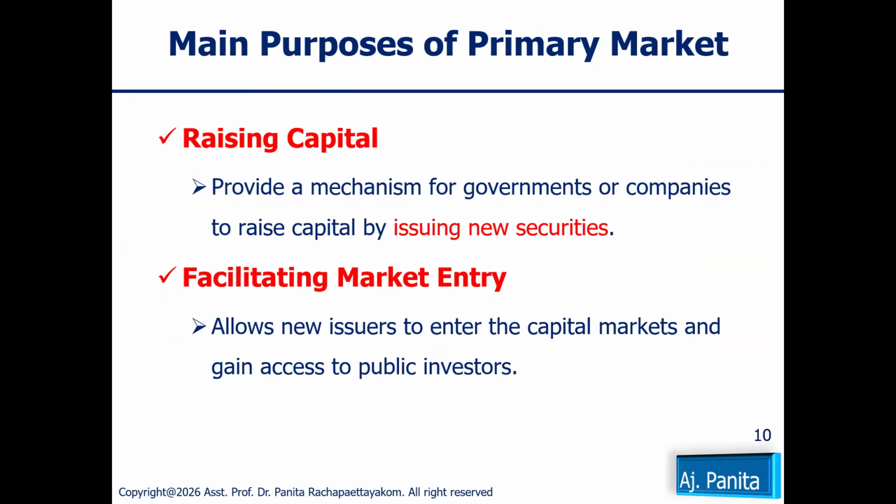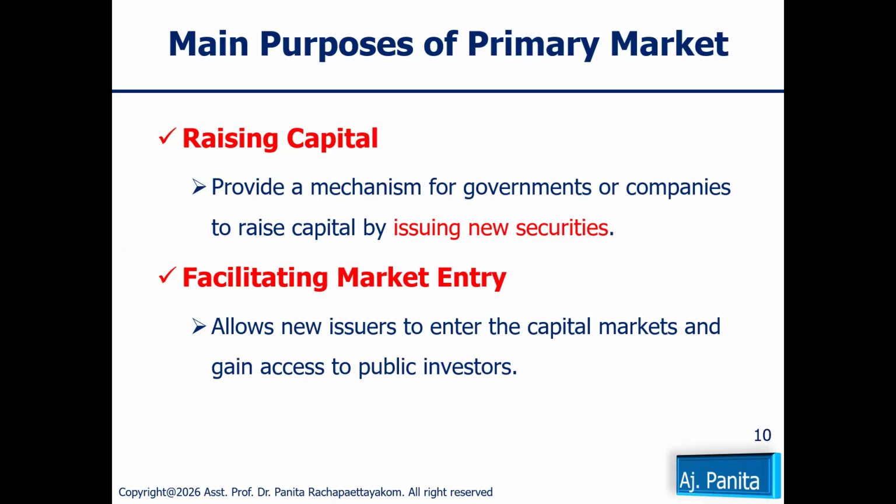What are the purpose or the objectives of primary market? The main purpose of primary market is to let the issuer raise money or raise capital. Who are issuers in this case? The issuers probably are government or private companies raising money or capital by issuing new securities. In this case, the security may be bonds or stock equity.